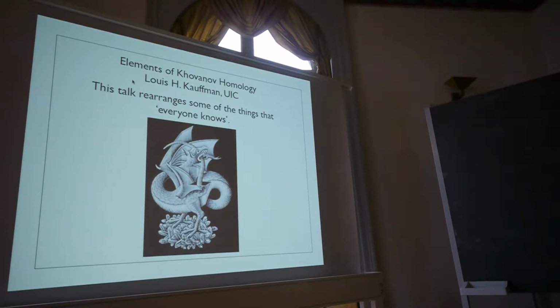So this is meant to be an elementary talk about Khovanov homology. I claim it rearranges some of the things that everyone knows. And another part of the theme is well illustrated by this nice drawing by Escher. The little dragon is doing his best to try to get out of the plane. He has some troubles.